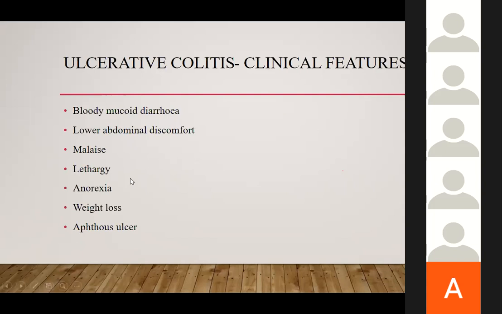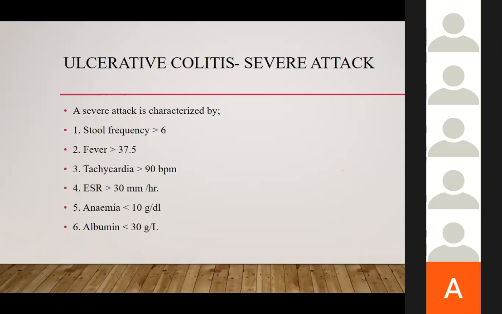Clinical features, they are going to have bloody mucoid diarrhea. They have pain. You can see that all these are signs of inflammation. They have joint pains, then they can run a temperature, they vomit, they're anorexic, and weight goes down because they basically won't eat because of the anorexia. They can also have aphthous ulcers.